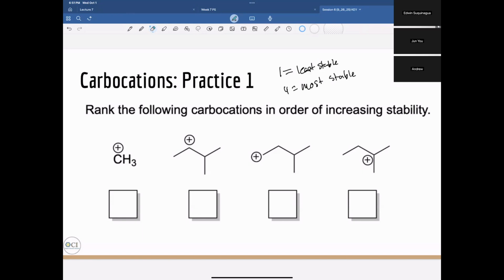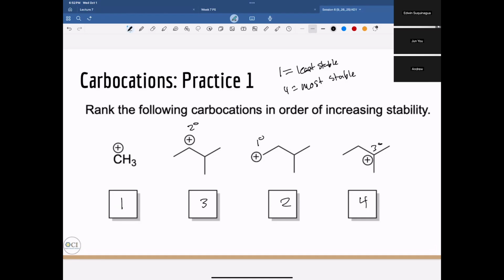It'd be the least stable because there's no alkyl chains surrounding that carbocation. So it'd be 1. What about the second example? That would be 3. What about this third one? 2, 4. Yep, that's correct, because this is a first degree carbocation, this is a second degree, and this is a third degree. And the more substituted it is, the more stable.